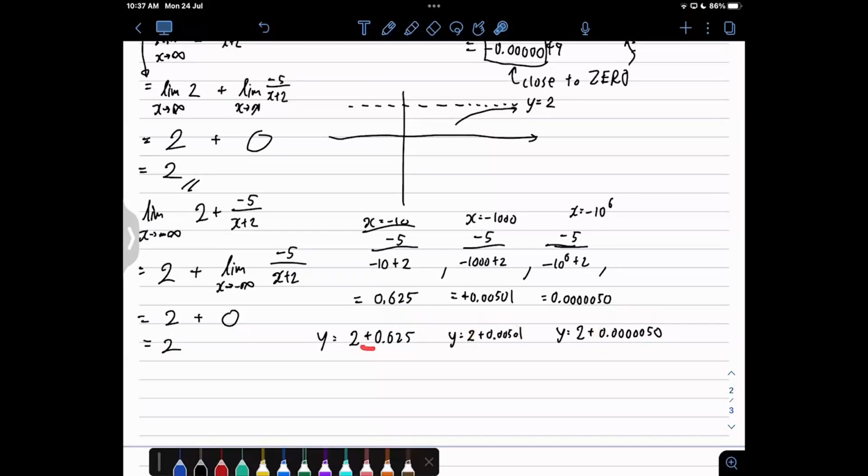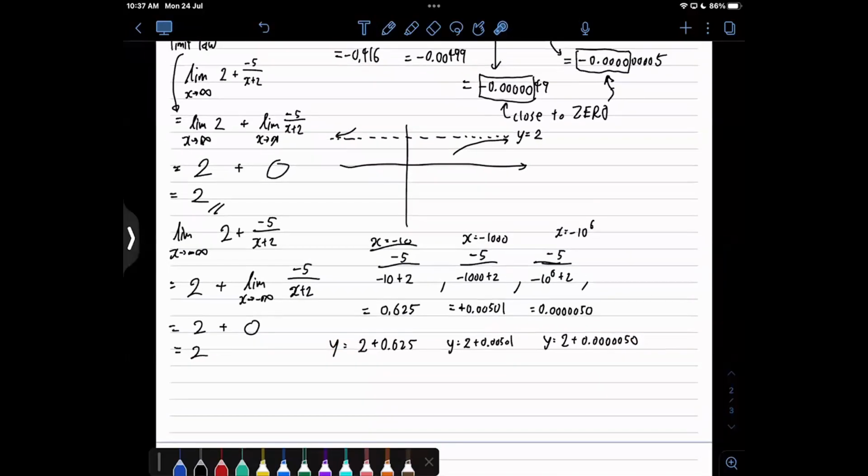When you see a plus sign, it means it's above. You plot a point: 2 plus 0.625, 2 plus 0.005, 2 plus 0.0005. It's always slightly above, right? So that means that the graph will go towards it from above like this. From above, not below. No? Simply because you plot a point and you realize it's positive.